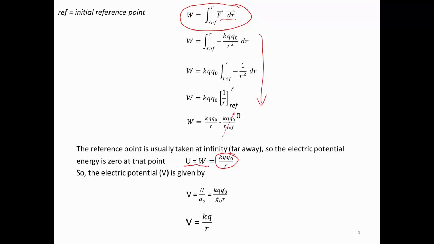So Q naught over r. And then by the definition of electric potential, it is the electric potential energy stored by the test charge. So Q naught will cancel out, and finally you will end up with this formula. This is the formula for electric potential at the given distance r from the given source charge Q. Remember, its unit is just the volt.